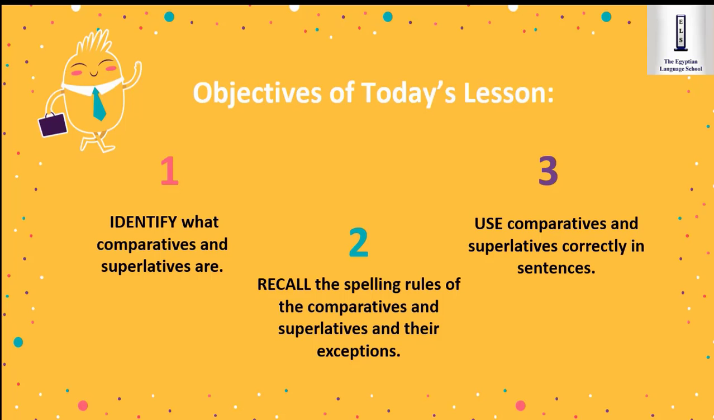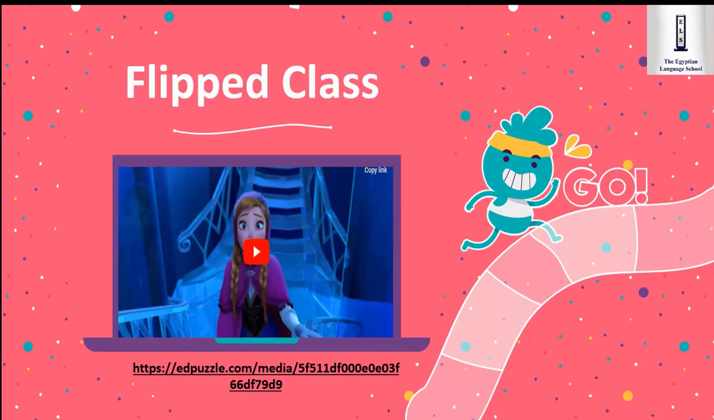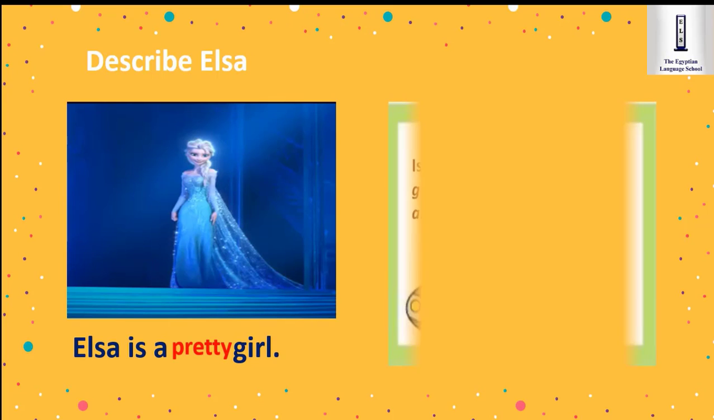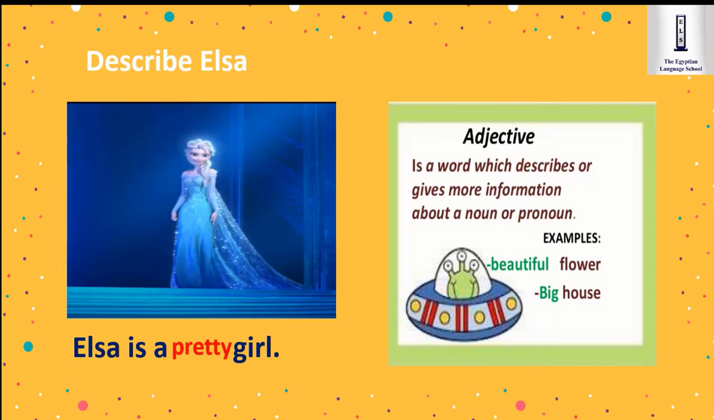After watching the flipped class video, how can we describe Elsa? Elsa is a pretty girl. So, pretty here is an adjective. We can define the adjective as a word which describes or gives more information about a noun or a pronoun. For example, a beautiful flower or a big house.